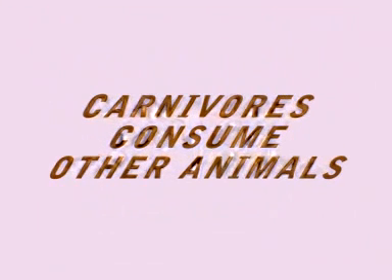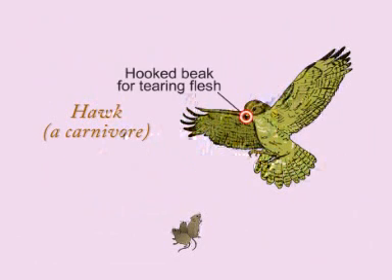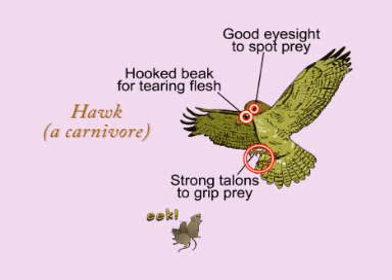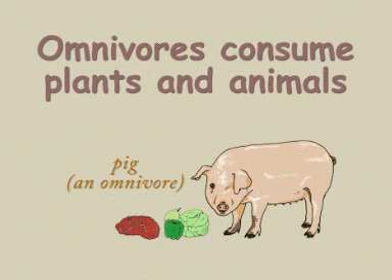Carnivores consume other animals. For example, a hawk has a hooked beak for tearing flesh, strong talons to grip its prey, and good eyesight to spot it from the air. Omnivores consume both plants and animals.